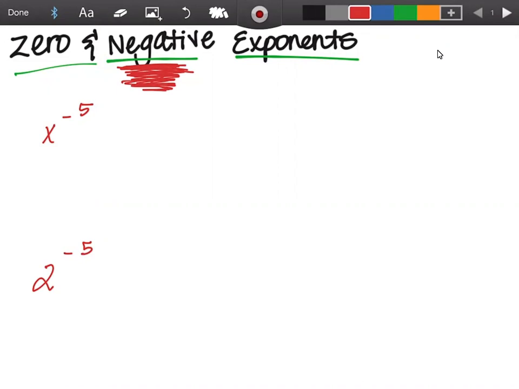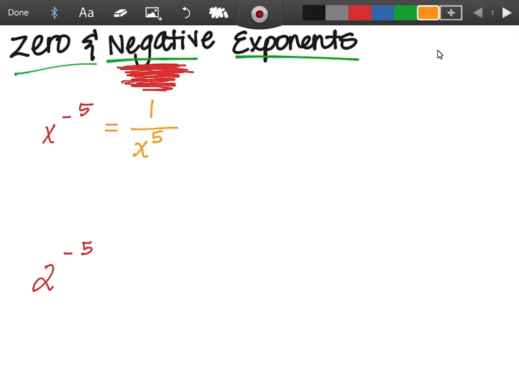All right, so let's look at this first one. We have x to the negative fifth power. We're going to change it into a fraction by putting 1 in the numerator's position and then changing the exponent to a positive and putting x to the fifth power into the denominator's position.